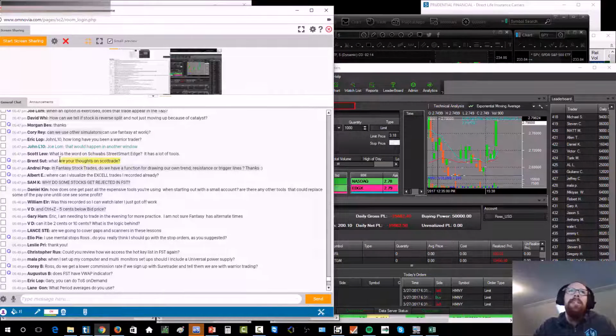Scottrade, I don't think has direct access routing. And I don't know about Street Smart Edge for Schwab either. So they need direct access routing and they need hotkeys. Those are the two things they must have.